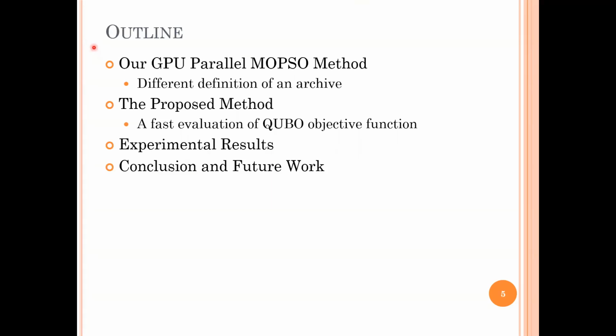Let me show you the outline of this presentation. First, I'd like to talk about our GPU Parallel MOPSO method, and I also explain the different definition of an archive. Secondly, I'm going to talk about the proposed method, and I also explain a fast evaluation of the cubic objective function. Thirdly, I'm going to talk about experimental results. Finally, I'm going to talk about conclusion and future work.